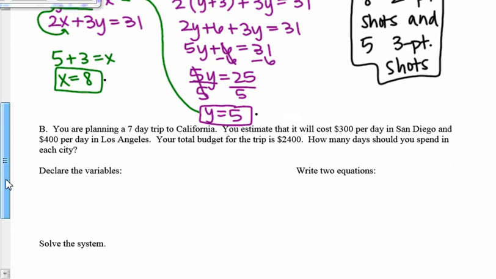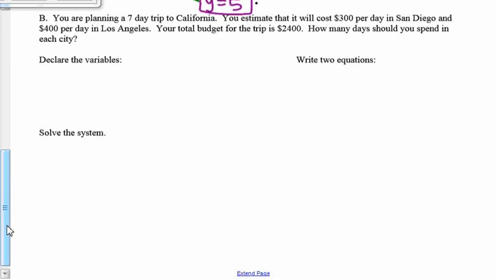Okay, let's move on to the next one. You are planning a 7-day trip to California. You estimate that it will cost $300 per day in San Diego and $400 per day in Los Angeles. Your total budget for the trip is $2,400. How many days should you spend in each city?